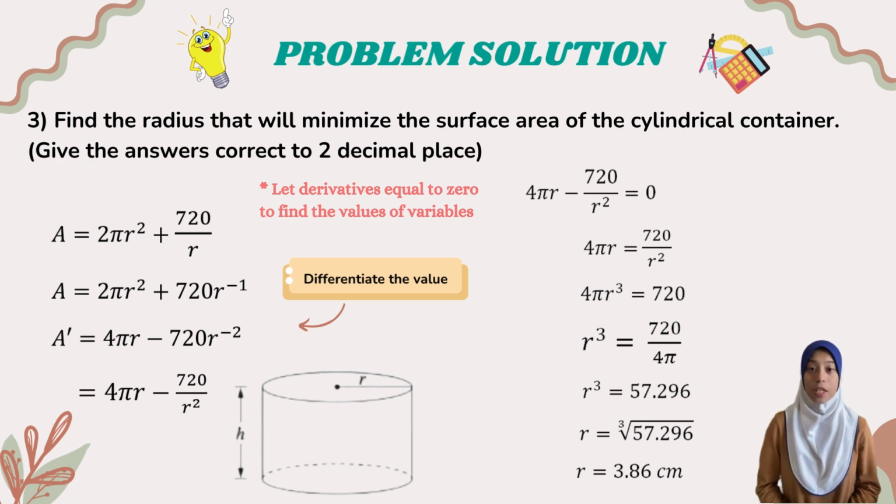Next, to find the radius, we need to let the derivative equal to 0 to find the values of the variables. Let r be the cube root of 57.296. Thus, we will get the value of r, which is 3.86 cm.